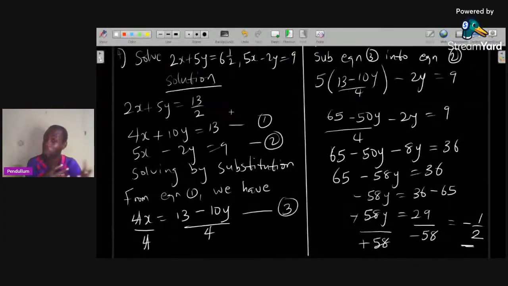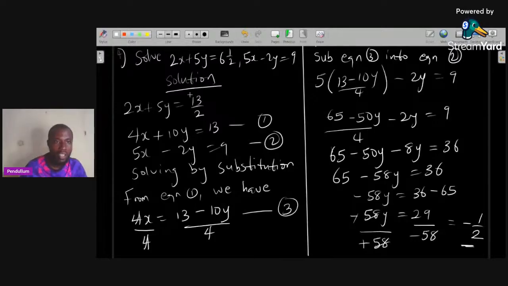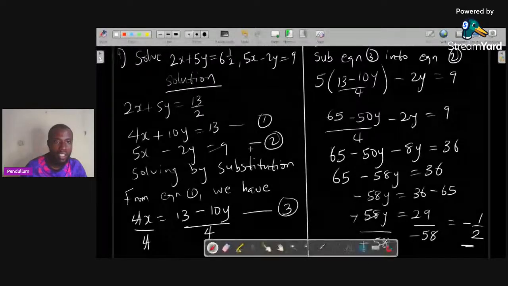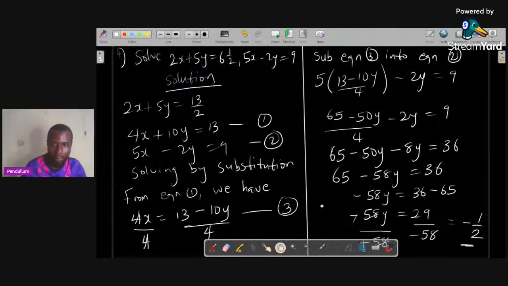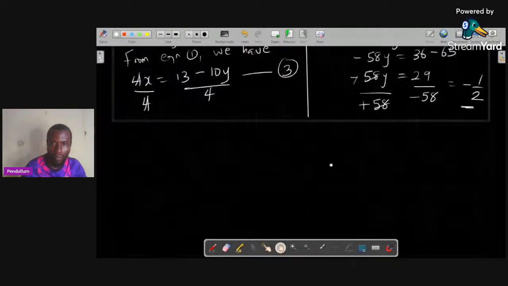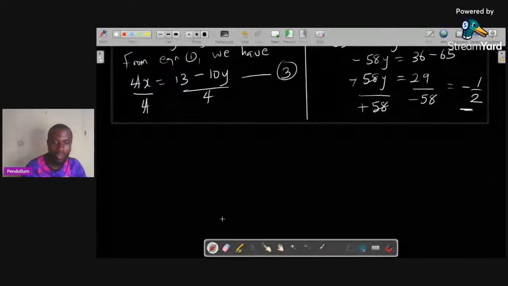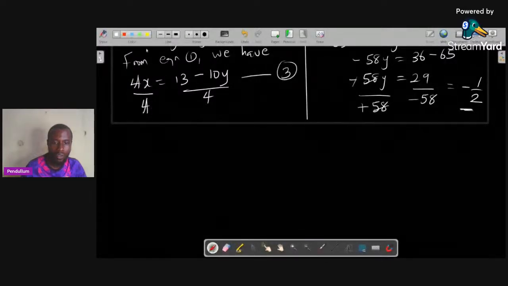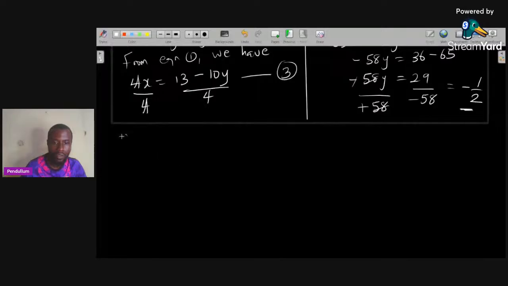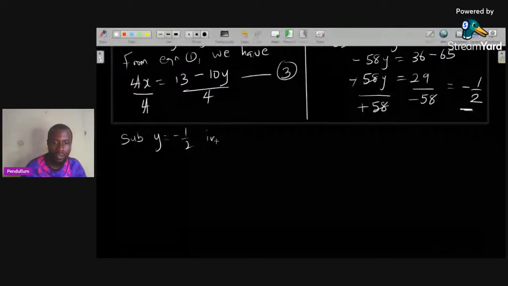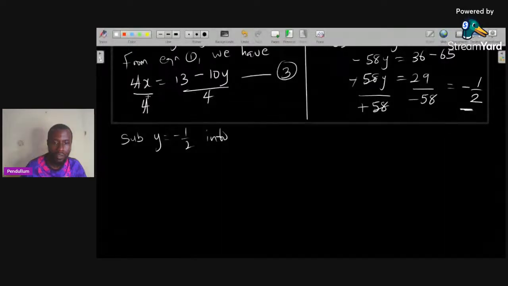Now what is left is for us to get the value of x. So how do we get the value of x? Now let me shift this off. We are going to substitute. We found the value of y, so substitute y is equal to minus half. Let's just put it into equation 3, because in equation 3, x is already the subject of the formula and we are looking for x. So substitute this into equation 3. In equation 3, we have that x is equal to this, right?